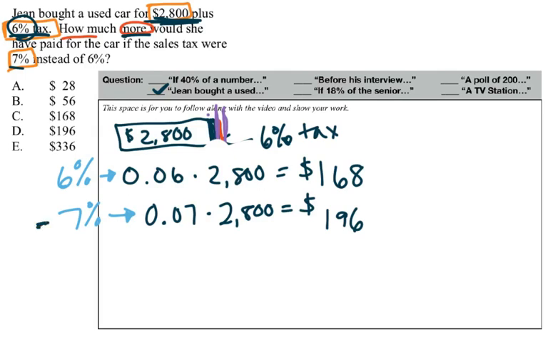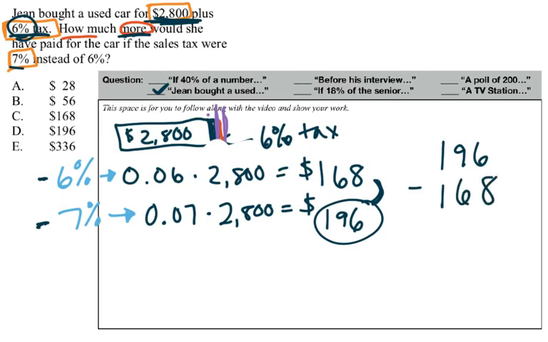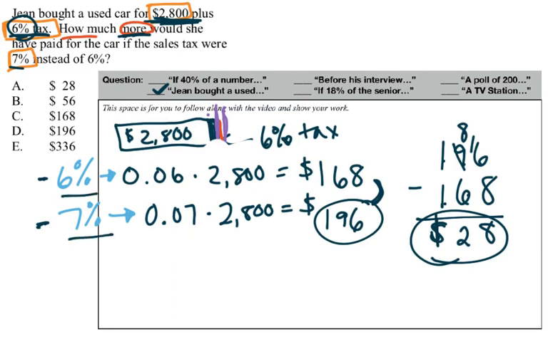So now we have these two prices. We have a 7% sales tax and a 6% sales tax. It's again asking how much more. So if we want to know how much more, we need to find the difference between those two numbers. We can find the difference by subtracting. So I'm going to take the bigger number and put it on top, 196. I'm going to subtract 168 from it. And I get 16 minus 8 would be 8. 8 minus 6 would be 2, and then 1 minus 1 would be nothing. So she would have paid $28 more if she had paid a 7% sales tax rather than a 6% sales tax. So the correct answer here would be A.